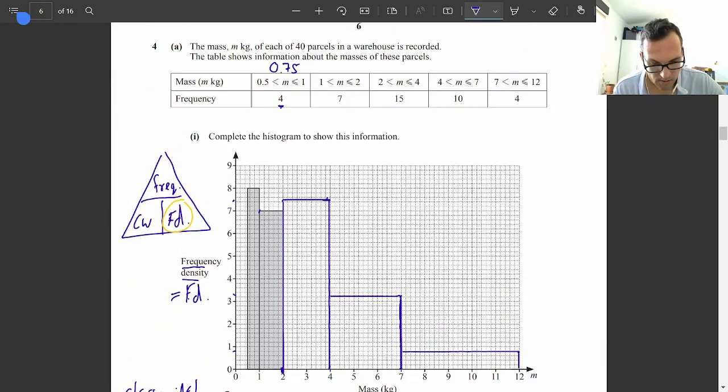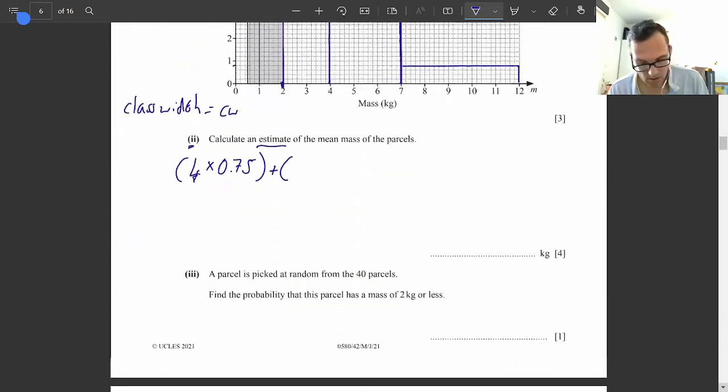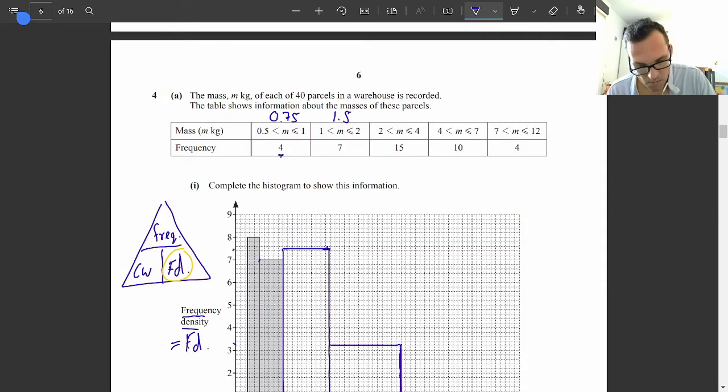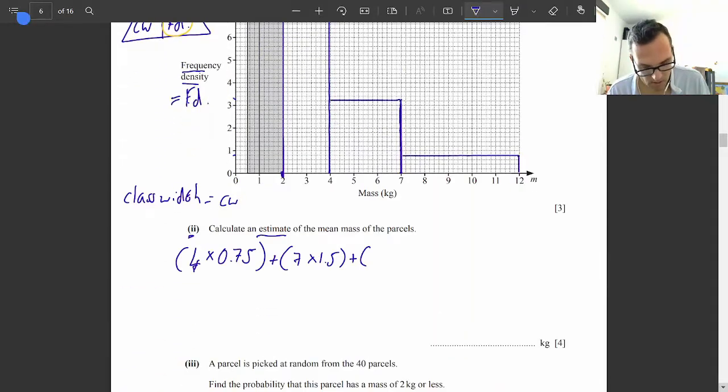And we continue with that. The next one, there are 7 parcels between 1 and 2 kilograms. That means our estimate is that they weigh 1.5 each. So it's 7 times 1.5. Next group, between 2 and 4, average weight of 3. So there are 15 parcels that we estimate weigh about 3 kilograms each.